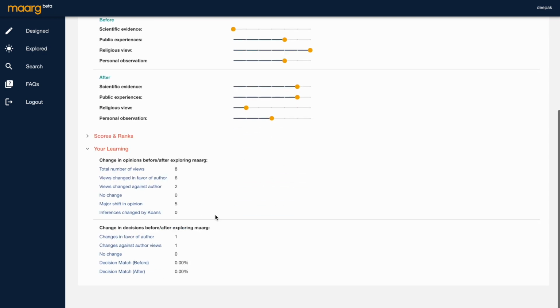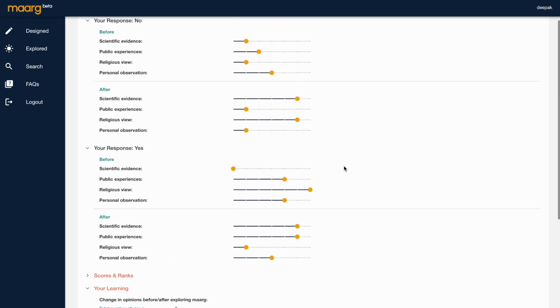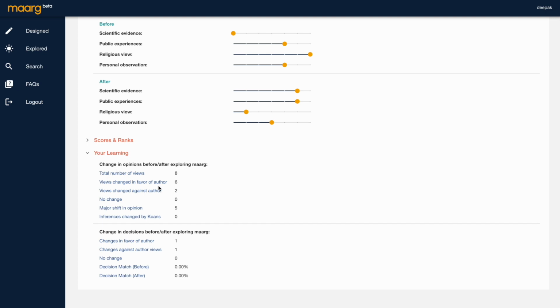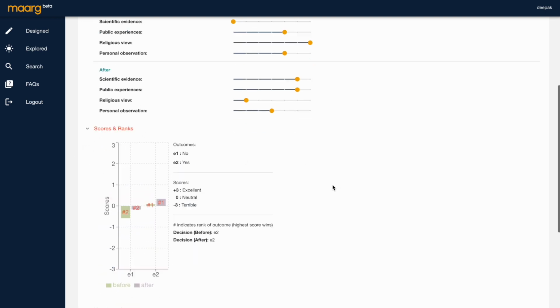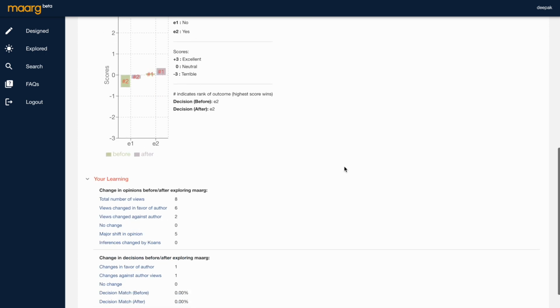We can also see our learnings. So again, these are calculated based on the overall rating scores that you have given. And as you can see, as a reader, I cannot really see what the Maarg author was promoting. These scores and ranks do not really say what is the author's viewpoint. All I can see is the author's thought process, and based on that I come to my own conclusion.